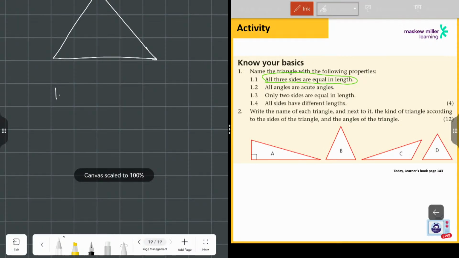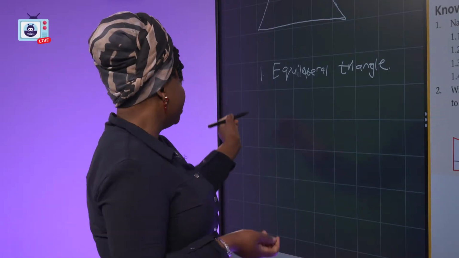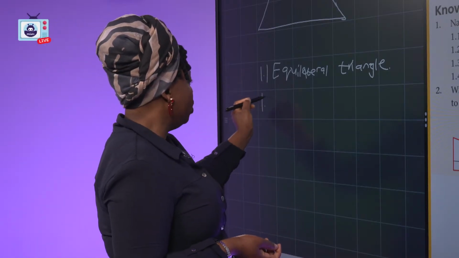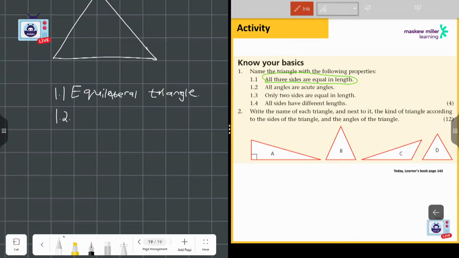We only have one triangle that has that, and that triangle we have just said is what we call an equilateral triangle. Okay, let's write triangle. So an equilateral triangle is the triangle where all the sides will always be equal. So that is 1.1.